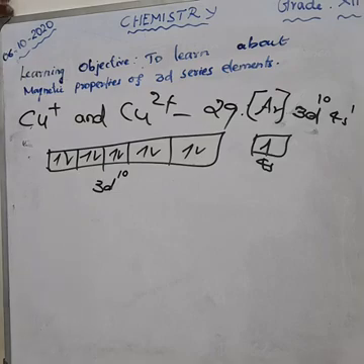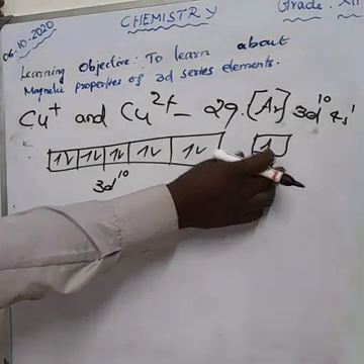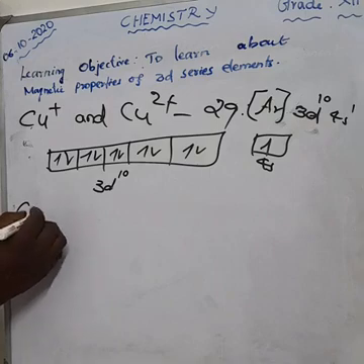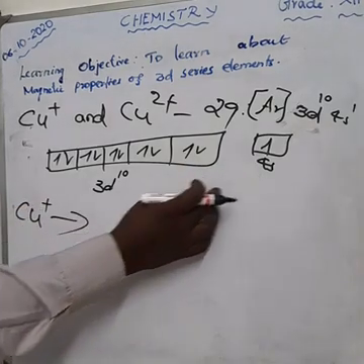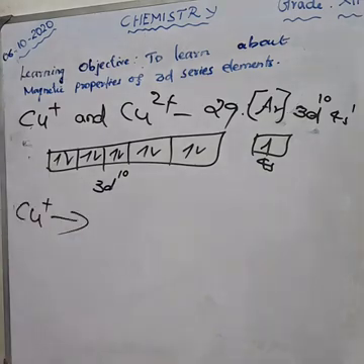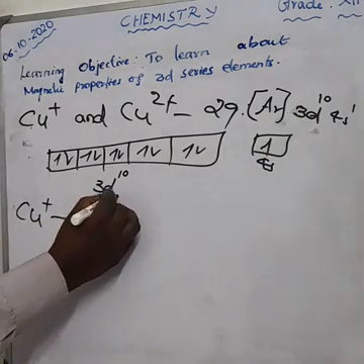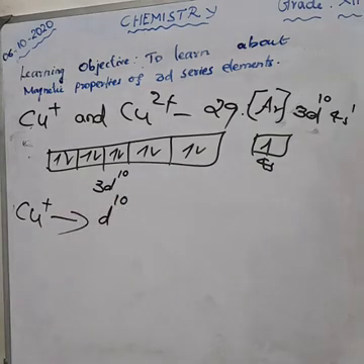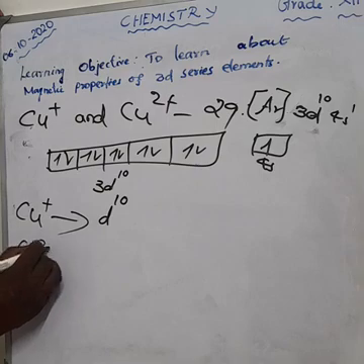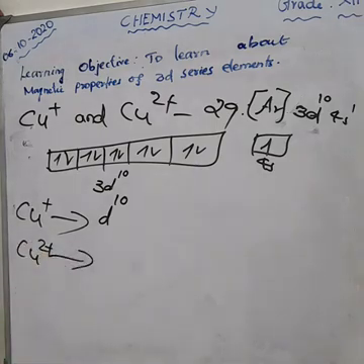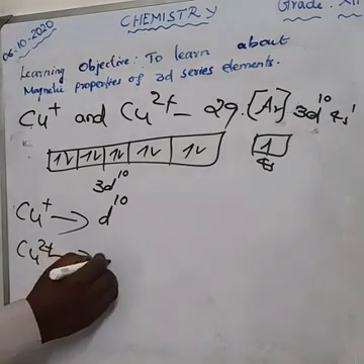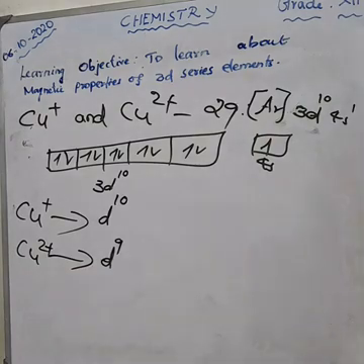Here copper loses 1 electron. Can you say what is the configuration? Copper loses 1 electron, Cu+. Here we have 11 electrons. Out of 11, it loses 1 electron, so we get d10 configuration. Can you say about Cu2+? Out of 11, it loses 2 electrons. So 11 minus 2 means we get d9 configuration. Like that, all my dear children, all of you should do all the configurations.